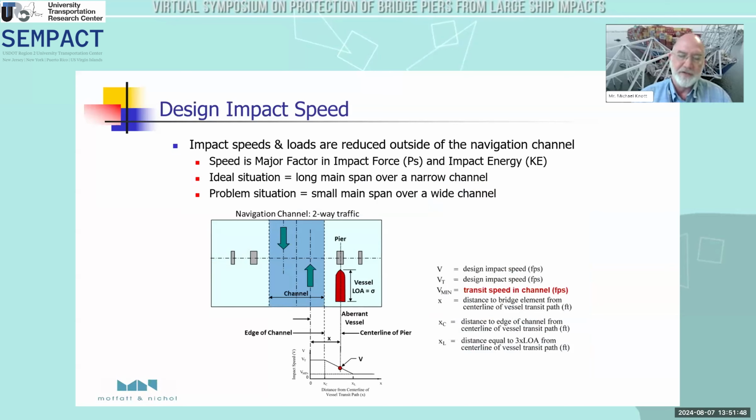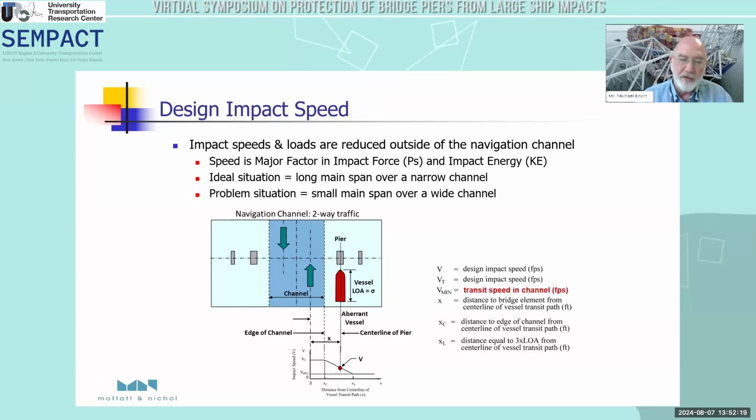So it's not enough just to put a force on a bridge pier, because the energy associated with that force may require a movement of 10 feet, 20 feet. And can your bridge sustain that? Probably not. So the ideal situation is a long main span over a narrow channel. The problem situation is a small main span over a wide channel where the bridge piers are located close to the ship and barge movements.